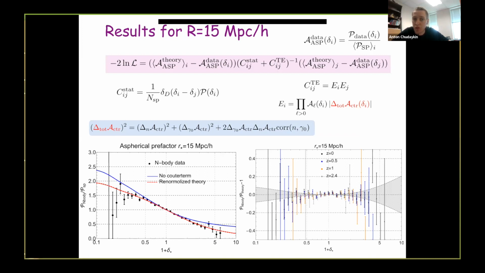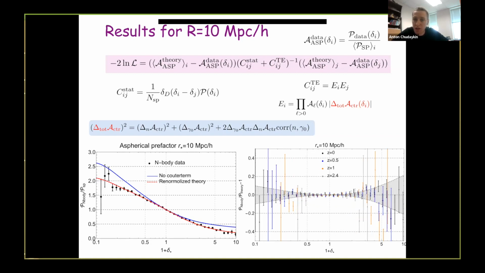Okay, let's finally move on to our final result. Here you see the results for the cell radius 15 megaparsec over h. The blue line represents the theoretical modeling without the contact term, while the dashed red line represents the full renormalized theory. And you see that the full renormalized theory matches the data very well on the whole range of density contrasts which we consider. It proves our idea that the spherical prefactor must be renormalized, and without it, it will give you a biased result.